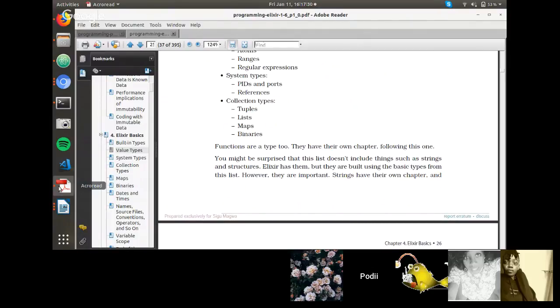Meaning, I don't want to go so advanced, but string is a data type, but we are going to talk about strings. We are going to understand what strings are.